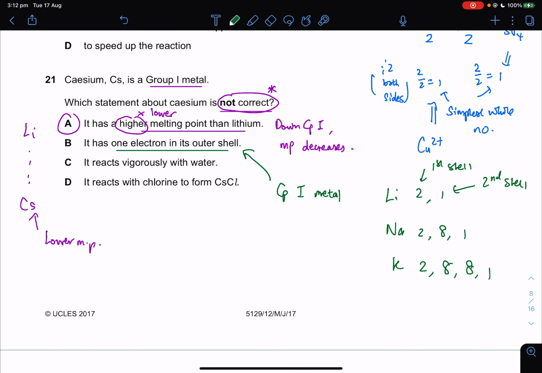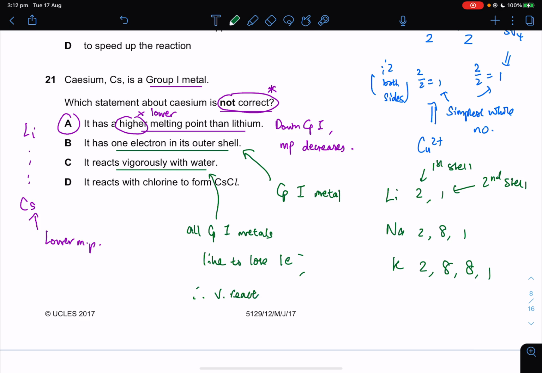It reacts vigorously with water, so all the group 1 metals like to give away the electrons. They like to lose 1 electron, and therefore very reactive with water, very reactive with acid, okay, acid or water.